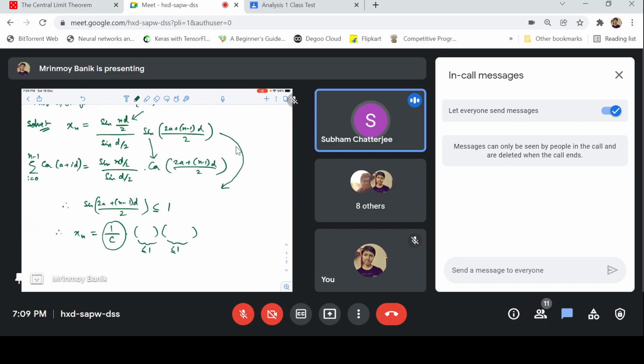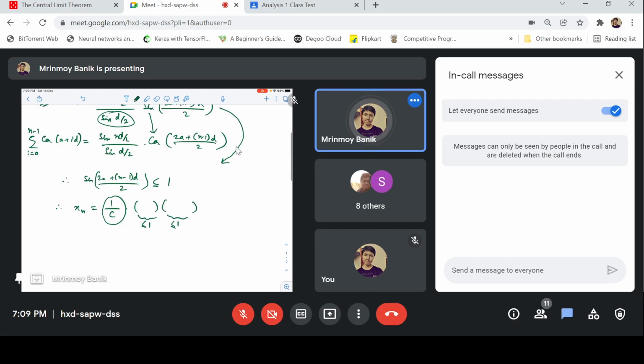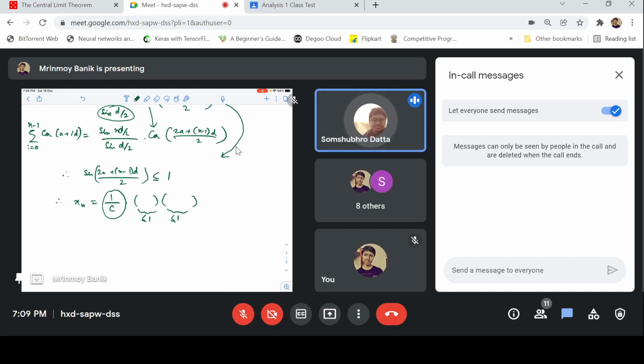Which one is constant? I mean, it doesn't depend on n, sin(d/2). So we just need... Sir, how is sine becoming cos?